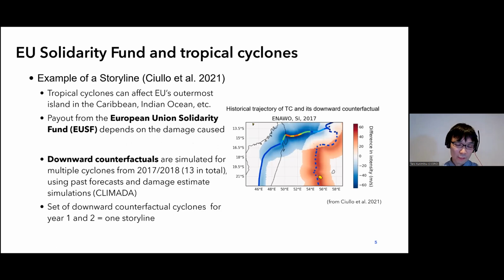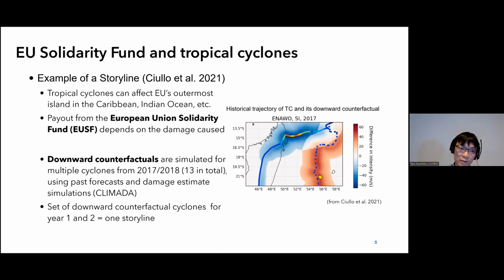Okay, so with these in mind, I'd like to go to a specific example of storylines, and that storyline is about the EU Solidarity Fund and tropical cyclones. So tropical cyclones generally don't directly affect Europe, but the EU nations have islands in the Caribbean or Indian Ocean, and those can be directly damaged by tropical cyclones.